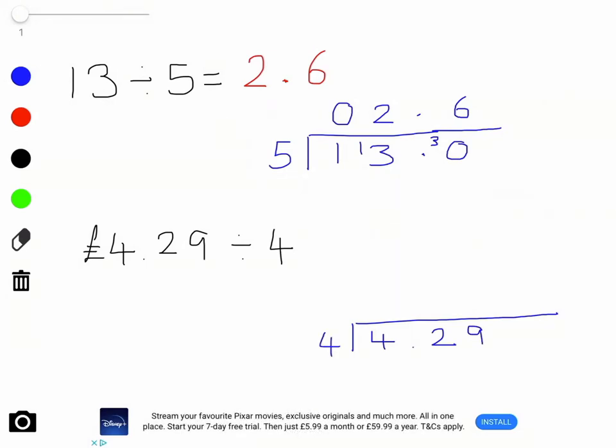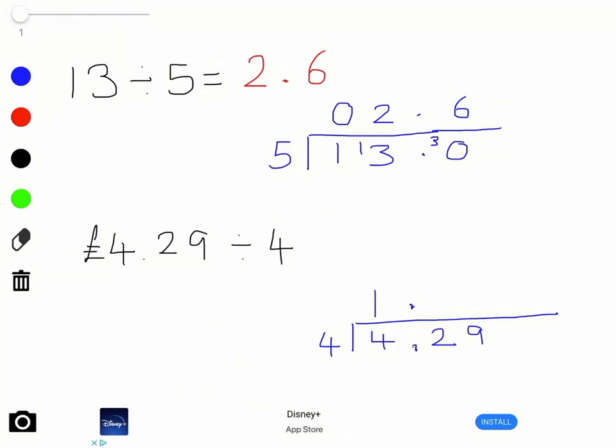Okay, so let's stick to my blue. So I've got 4 into 4. How many 4s go into 4? That's perfect, that goes in once. Now, I've got a decimal point down here. I must make sure that I put my decimal point in there, okay? I've got nothing to carry over on this occasion.